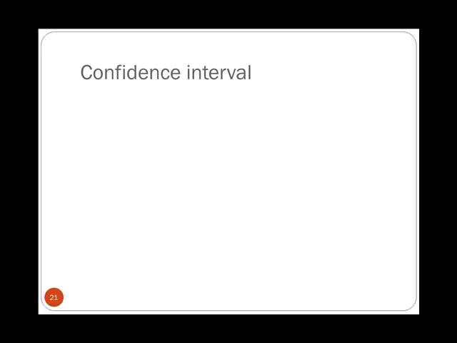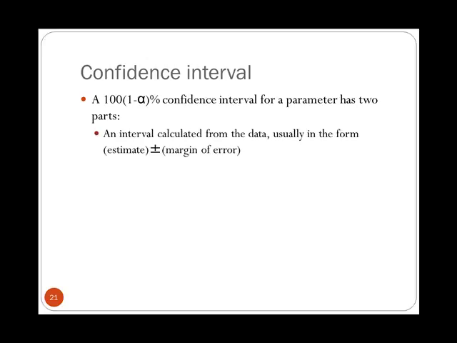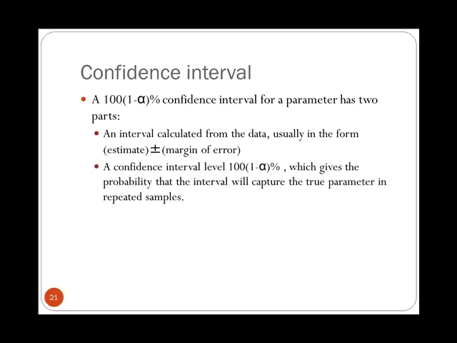The confidence interval. A 100 times 1 minus alpha % confidence interval for a parameter has two parts. An interval calculated from the data, usually in the form of estimate plus minus the margin of error. The margin of error is equal to the measure of how confident we want to be times the standard error of the statistic.